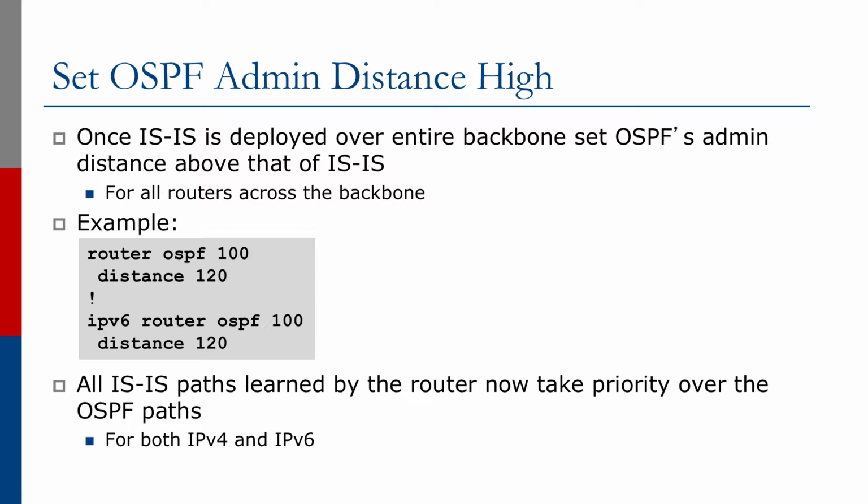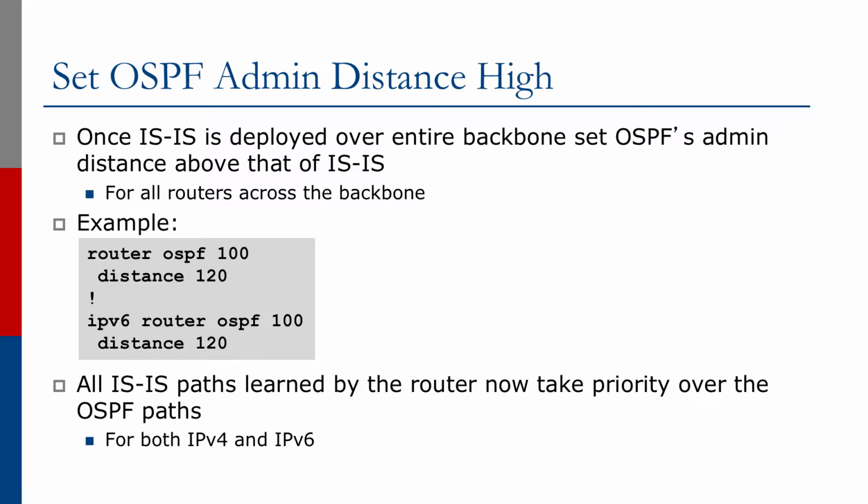For example, all we need to do is log into the router, go to the OSPF process, and simply change the distance to be higher than that of ISIS. In Cisco IOS, OSPF distance is 110, ISIS distance is 115. So we could make OSPF's admin distance 120.